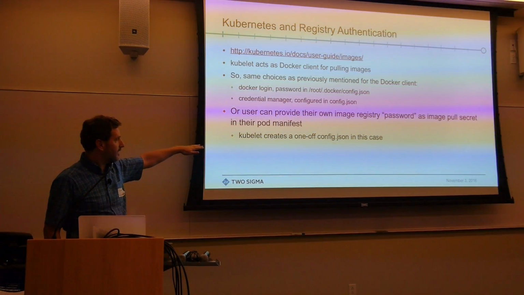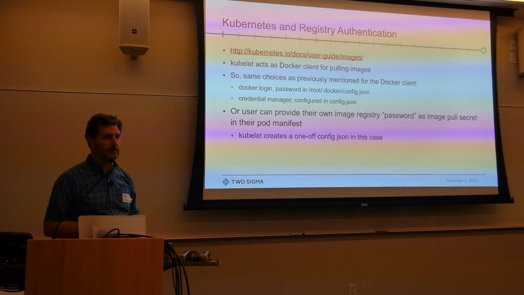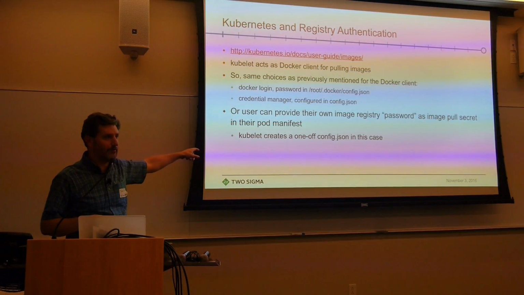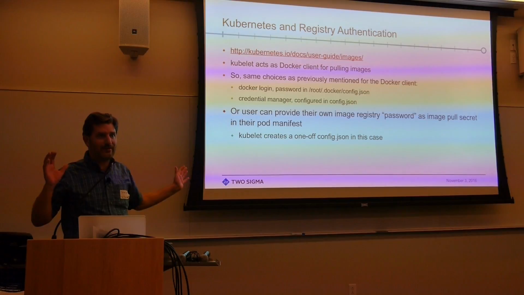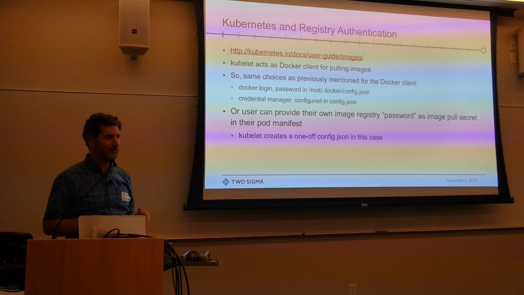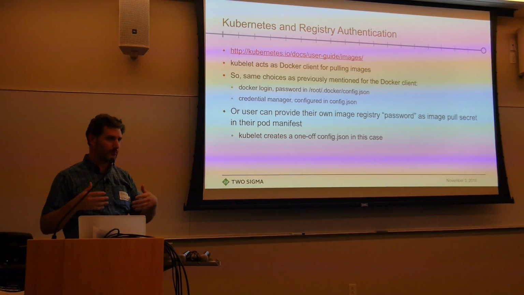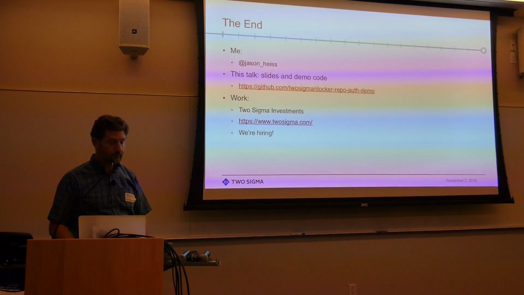When you do that, Kubernetes or kubelet creates a one-off config.json and sticks the password in there. Because when you run Docker login, all it does is stick your password in config.json in plain text. So that's what kubelet does if you give it an image pull secret. It makes a config.json, sticks the password in there, and then does the pull and then throws that config.json away. So that's it.